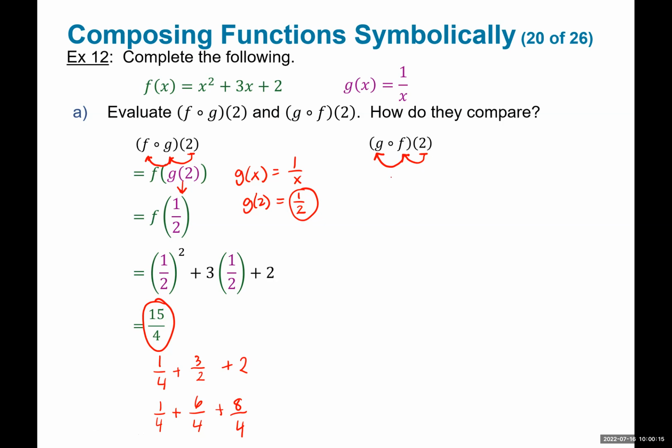On this next one, on the other hand, we're going to find G of F of 2. So we're going to plug the 2 into F first. By doing that, we have 2 squared plus 3 times 2 plus 2. So that's 4 plus 6 plus 2, which is 12. Now we plug 12 into G, and that's 1 over 12, because G is 1 over X.